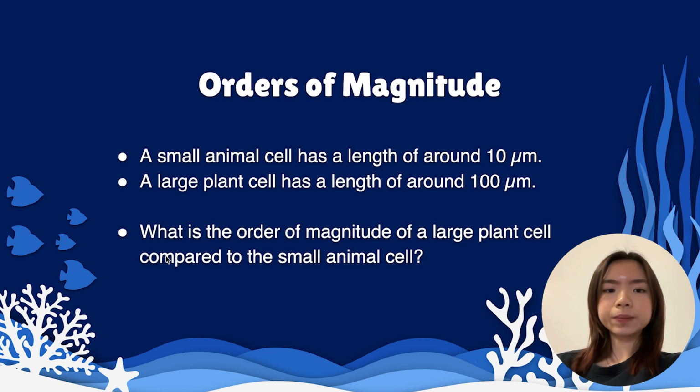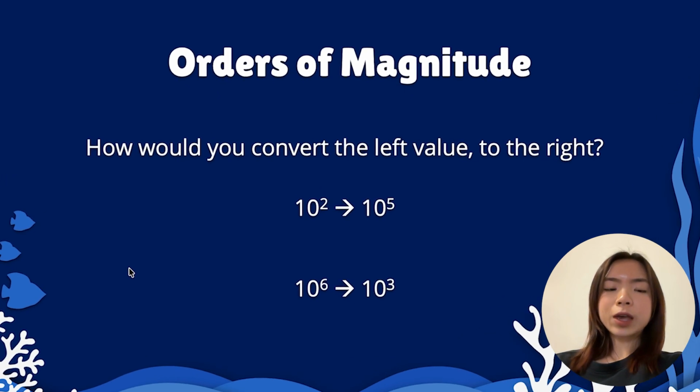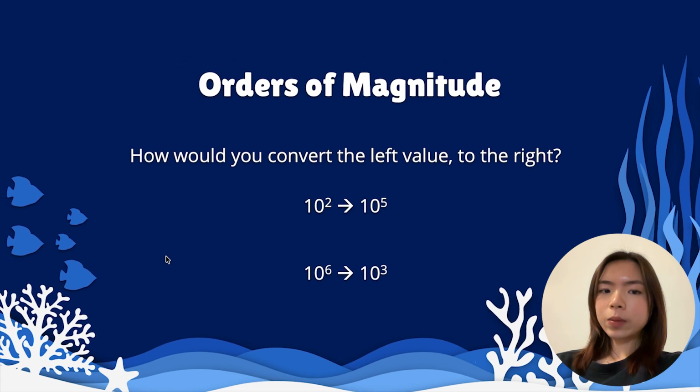So to recap our understanding of indices, let's practice how we would convert the left value to the right value. Let's say we've got 10 to the power of 2. How are we going to convert this to 10 to the power of 5? We would do 10 to the power of 2 times 10 to the power of 3, because 2 plus 3 equals 5.